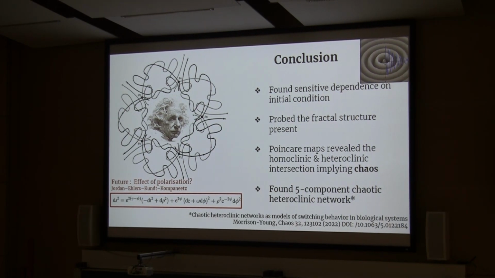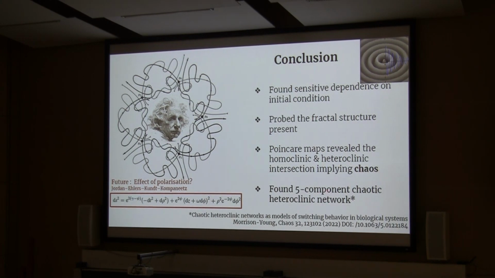This leads us to the question: what are other signatures of chaos in this particular system? So we probed the fractal structure and found concrete numerical evidence of chaos in the Einstein-Rosen gravitational waves, cylindrical standing gravitational waves, sorry. To probe further, we looked into the Poincare maps and found these homoclinic and heteroclinic intersections. At these hyperbolic fixed points, the stable and unstable manifolds cross infinitely, which cements the concept that there is chaos in this system.